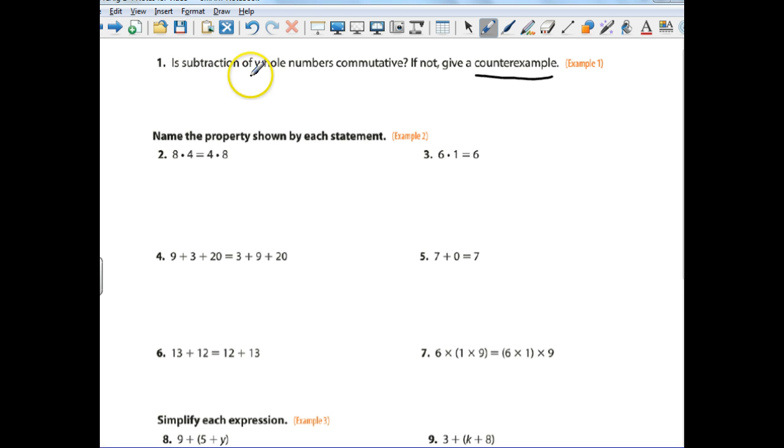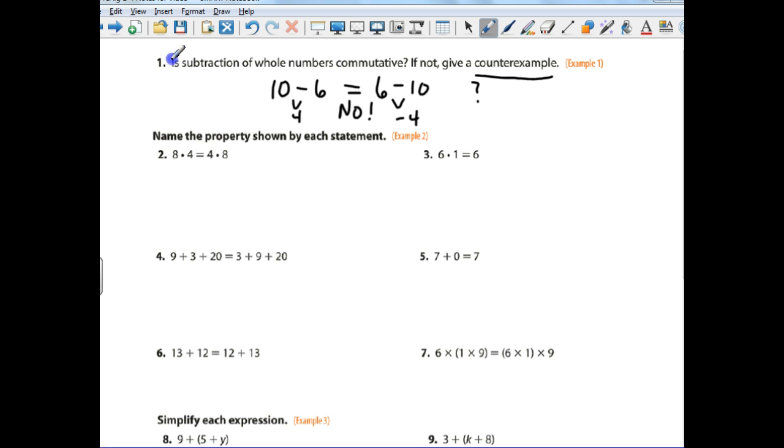So, is subtraction commutative? Now remember, commutative means I can switch the order around. So consider this question. 10 minus 6. Does that equal the same thing as if I do 6 minus 10? Hopefully you can see that those are not equal because this one is 4 and this one is actually a negative number, negative 4. So what that means is you cannot commute subtraction.